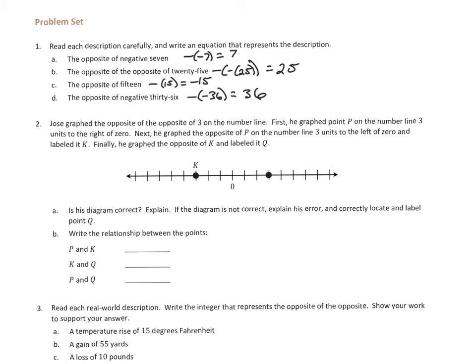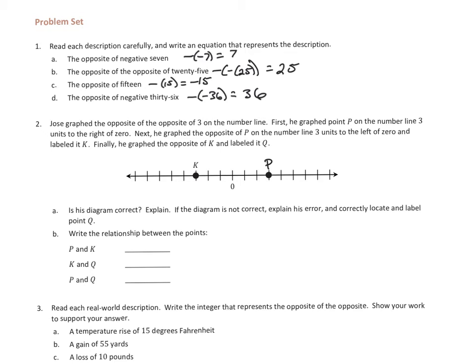The first question, for A, is: is the diagram correct? Explain if the diagram is not correct. Explain his error and correctly locate and label Q. So it looks like he graphed the opposite of P on the number line 3 units to the left of 0 and labeled it K. So first let's go to P, 3 units to the right. 1, 2, 3, this must be P. And then he did Q, 3 units to the left of 0.